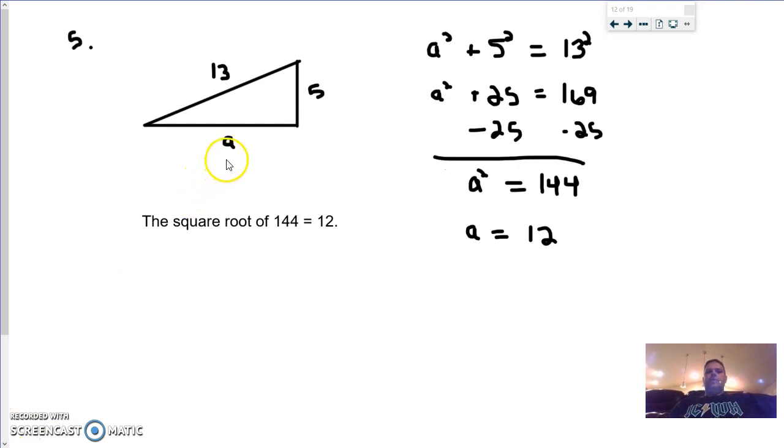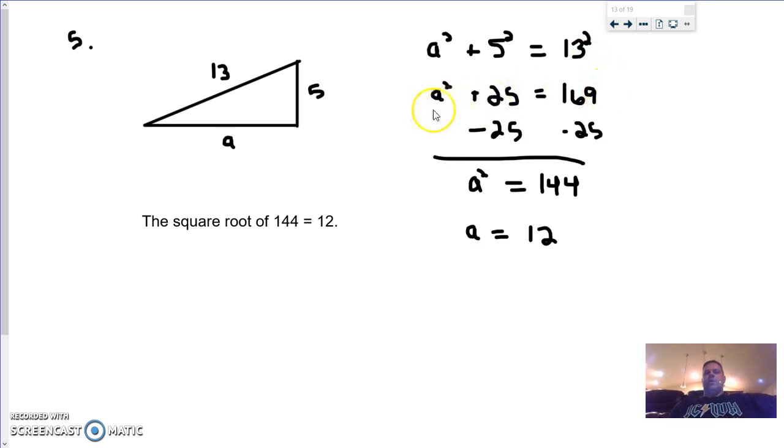We are now going to solve for one of the legs. In this case, we are going to solve for A. We know that the other leg is 5 and the hypotenuse is 13. Therefore, a squared plus 5 squared equals 13 squared. We still solve it the same way. A squared is still a squared, 5 squared is 25, and 13 squared is 169.